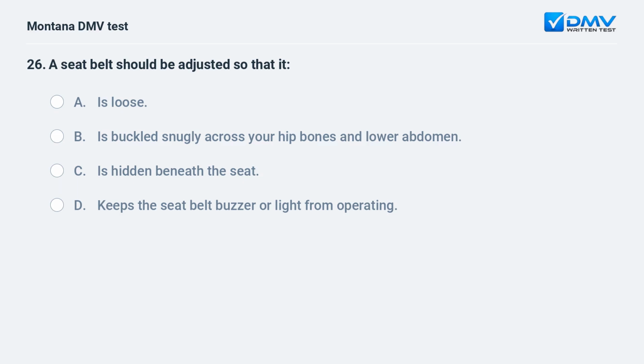A seat belt should be adjusted so that it: A. Is loose. B. Is buckled snugly across your hip bones and lower abdomen. C. Is hidden beneath the seat. D. Keeps the seat belt buzzer or light from operating.